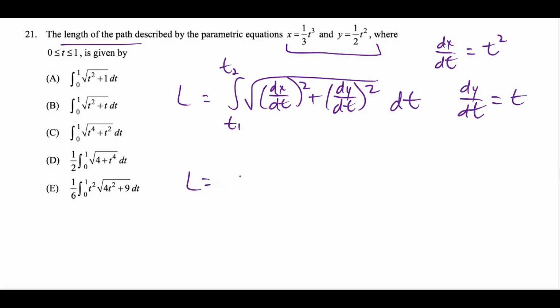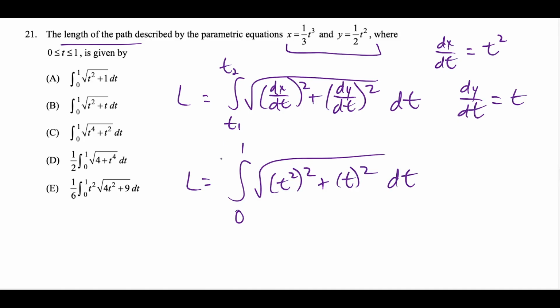So that means the length is equal to, and they were nice, they gave us the time intervals here. It's from t1 is 0 to t2 is 1. And now we just plug in dx/dt is t squared. So we have t squared, squared, plus, and then we have t squared like this with a dt. So if I just simplify this, this is the integral from 0 to 1. Square root, you got t to the 4th plus t squared dt. Now I just have to match this to an answer choice. That looks like choice C. That's going to be our solution to 21.